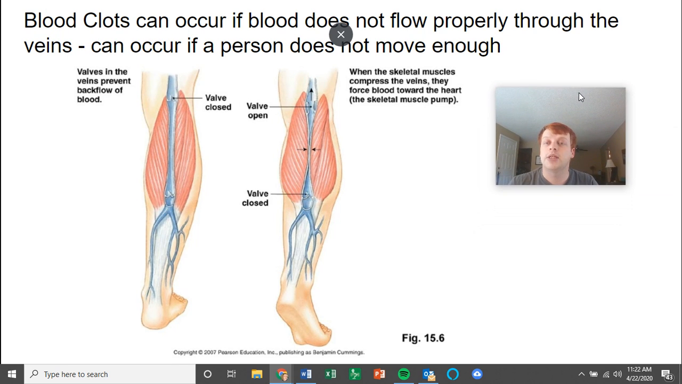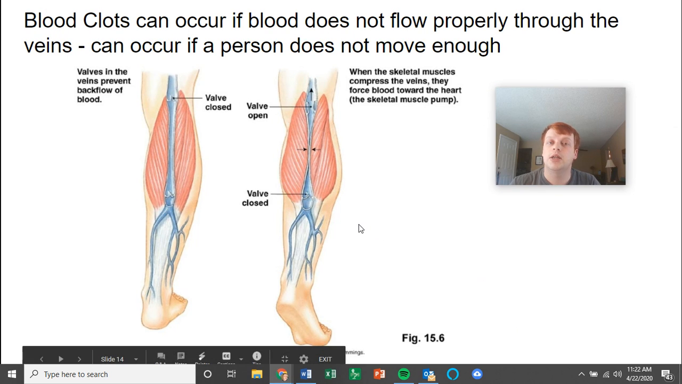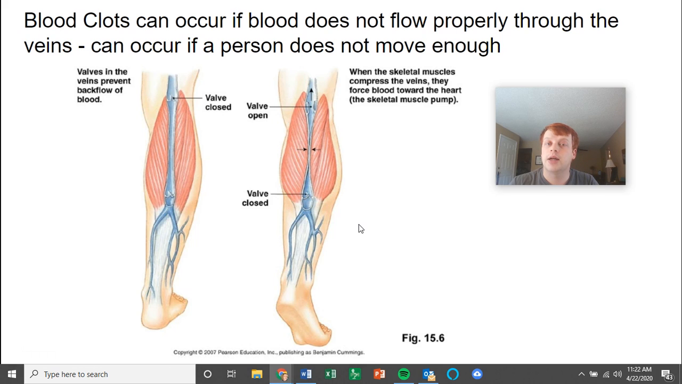Now, sometimes if blood isn't flowing properly, then you can end up with clots. So if a person doesn't move enough, they can get blood clots because skeletal muscle movement actually helps facilitate blood flow. But the different valves in the veins are supposed to prevent the backflow of that blood. If your skeletal muscles compress, they force the blood toward the heart.